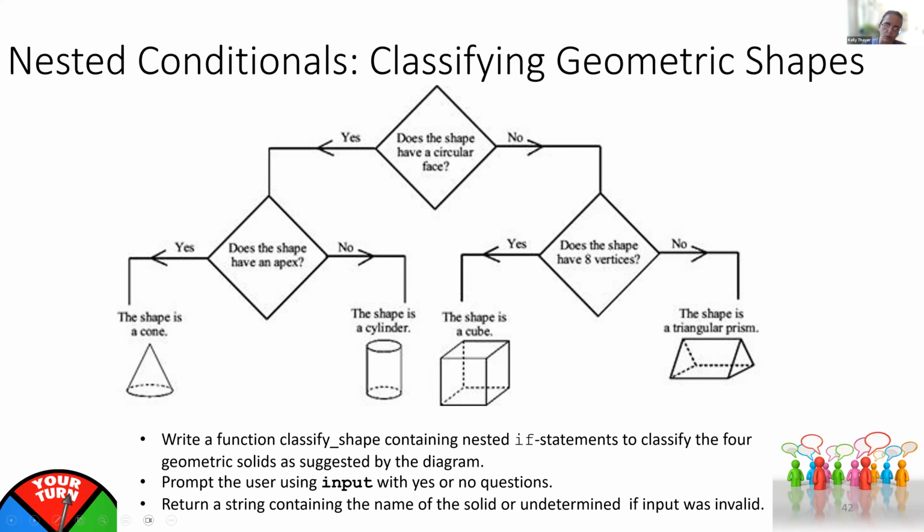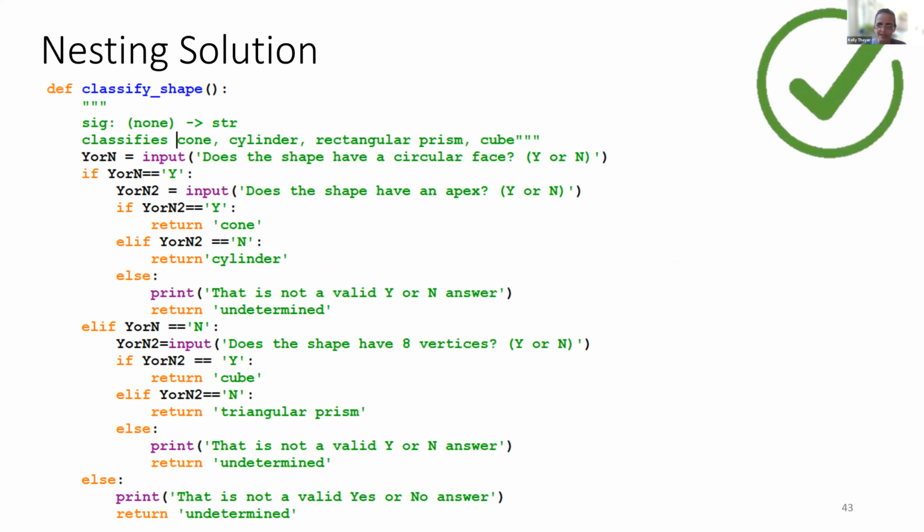So let's see how we would write some code for that. Hold your hats, everybody. It's going to be pretty long. So here it is, nested solution. So I'm going to create a function called classify shape. This isn't going to take any input here because we are going to prompt the user with questions. We're going to return the string that will say the name of the solid, or it will say undetermined if they didn't provide the correct answers.